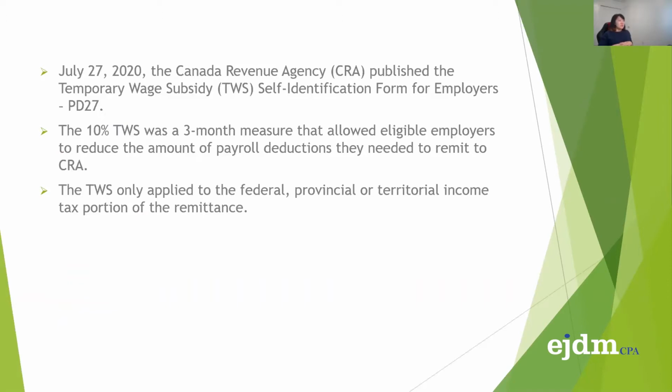The 10% temporary wage subsidy was a 3-month measure that allowed eligible employers to reduce the amount of payroll deductions they needed to remit to the Canada Revenue Agency. And this subsidy only applied to the federal, provincial, or territorial income tax portion of the remittance.